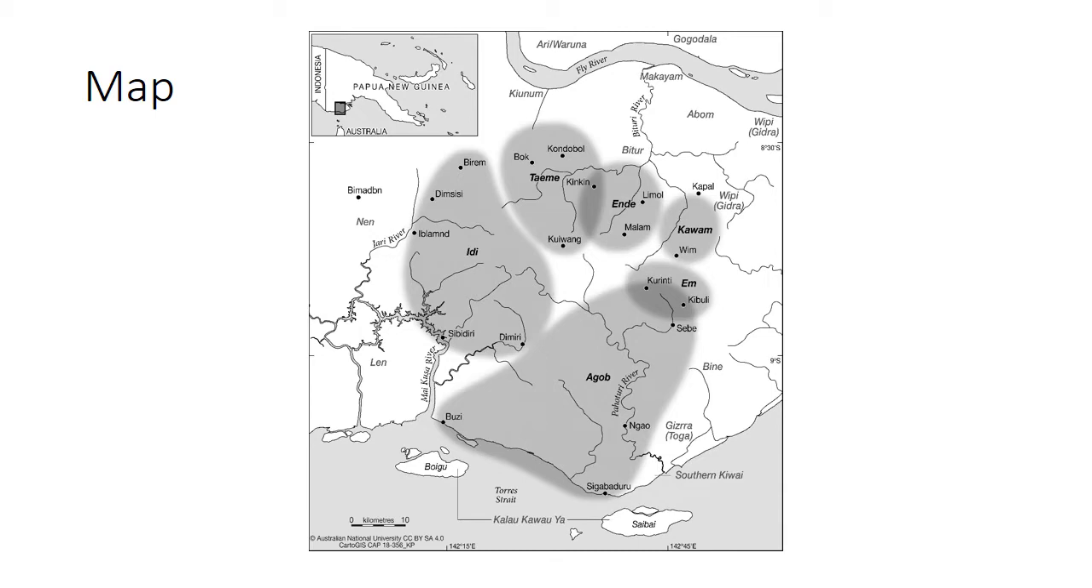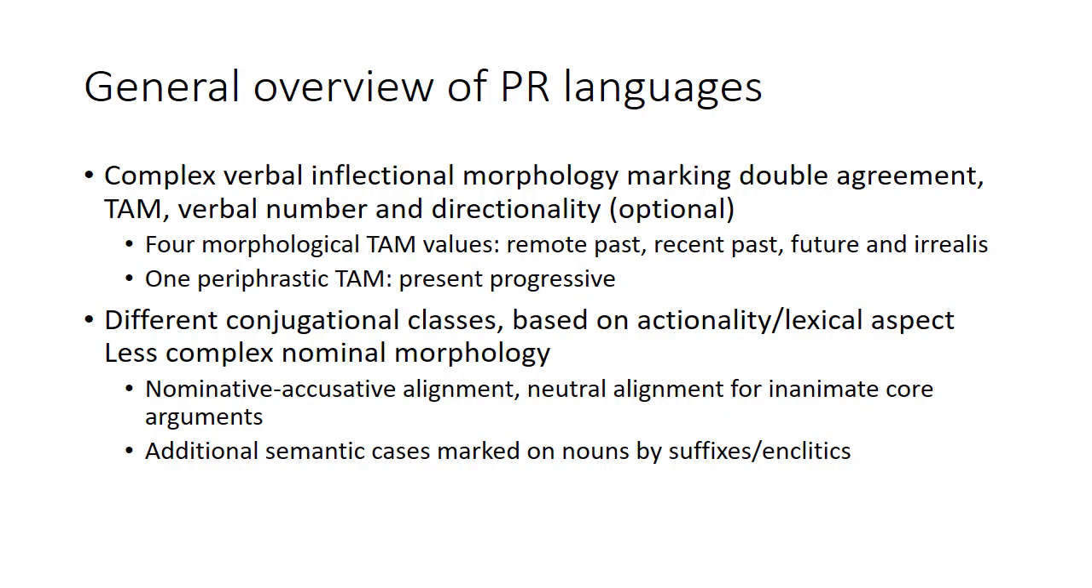Before we get started looking at Pahoturi River complex predicates, let me first give you a general overview of the syntactic and morphological properties of Pahoturi River languages. First, Pahoturi River verbs have a complex inflectional morphological system. Verbs are inflected for both subjects and objects. There's also inflection for the tense, aspect, and mood system.